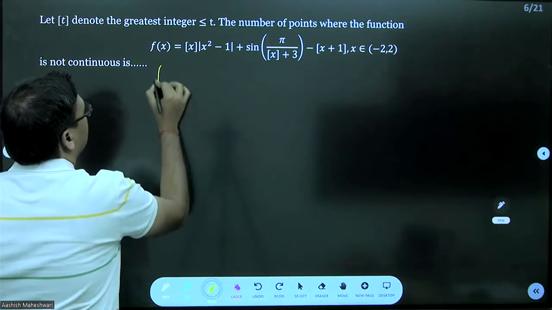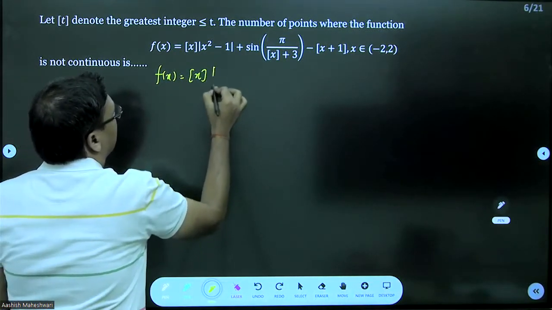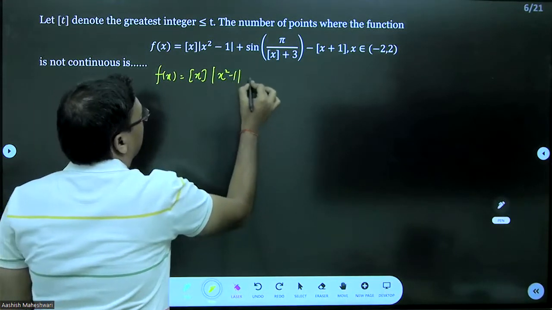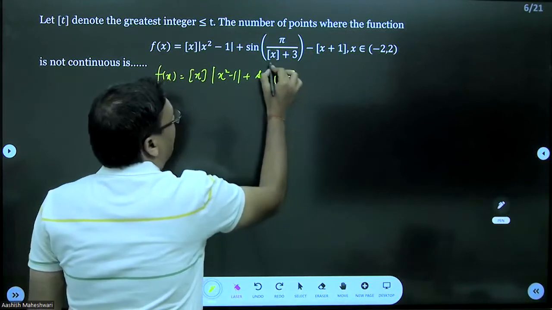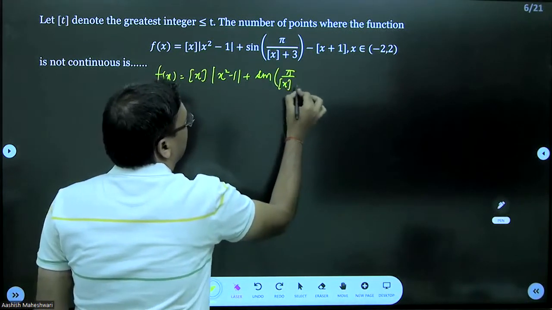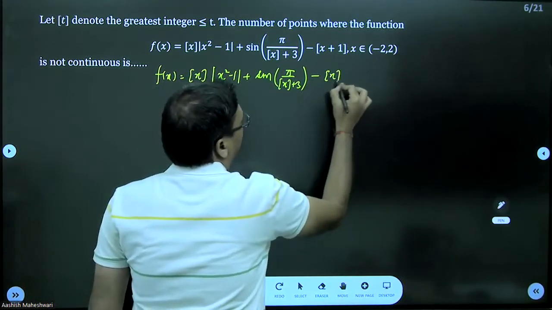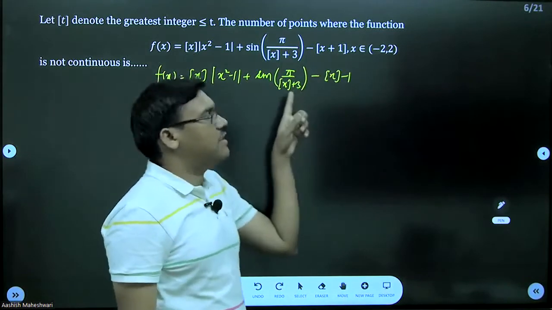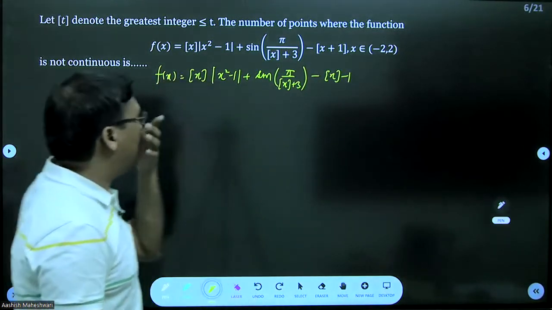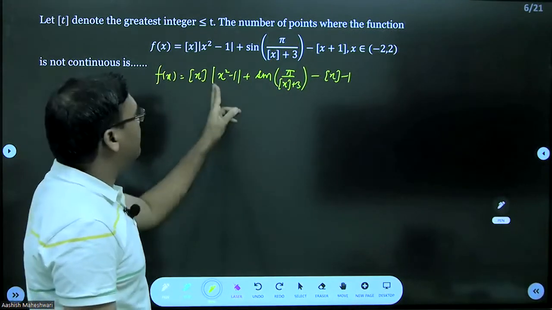Okay. Now see, this function you can clearly see. I can define this f(x) as equal to box x square minus 1, sine of pi by box x plus 3, minus box of x minus 1, because box of x plus n is the same as box of x plus n. Now see, here you have boxes, here you have boxes, here you have boxes, here you have modulus.